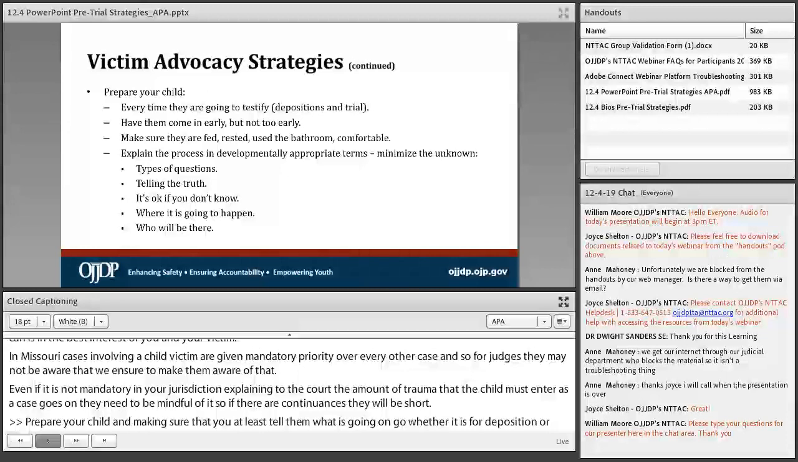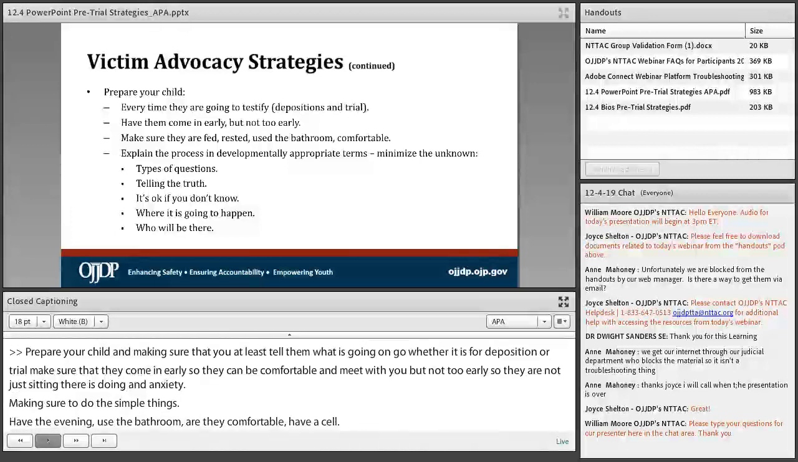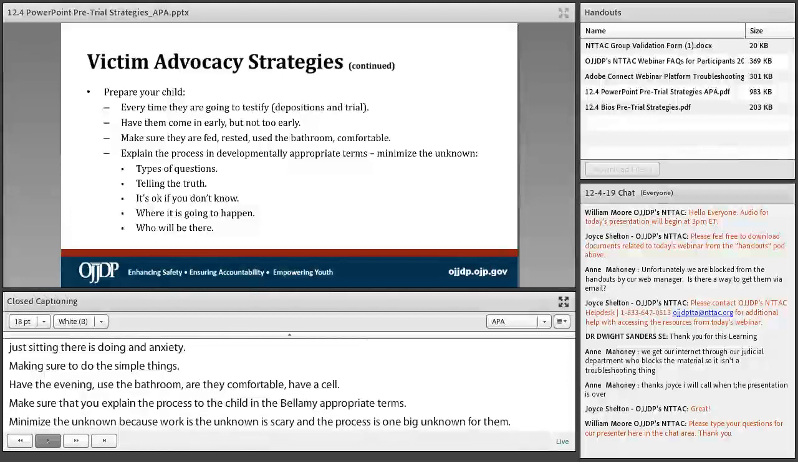And make sure that you're explaining the process to the child in developmentally appropriate terms to minimize the unknown, because for kids, the unknown is scary, and this process is one big unknown for them. But try to give them some examples of the types of questions they're going to be asked, explain to them who's going to be in the room, and that telling the truth is the most important thing, but it's also okay to say, you don't know.